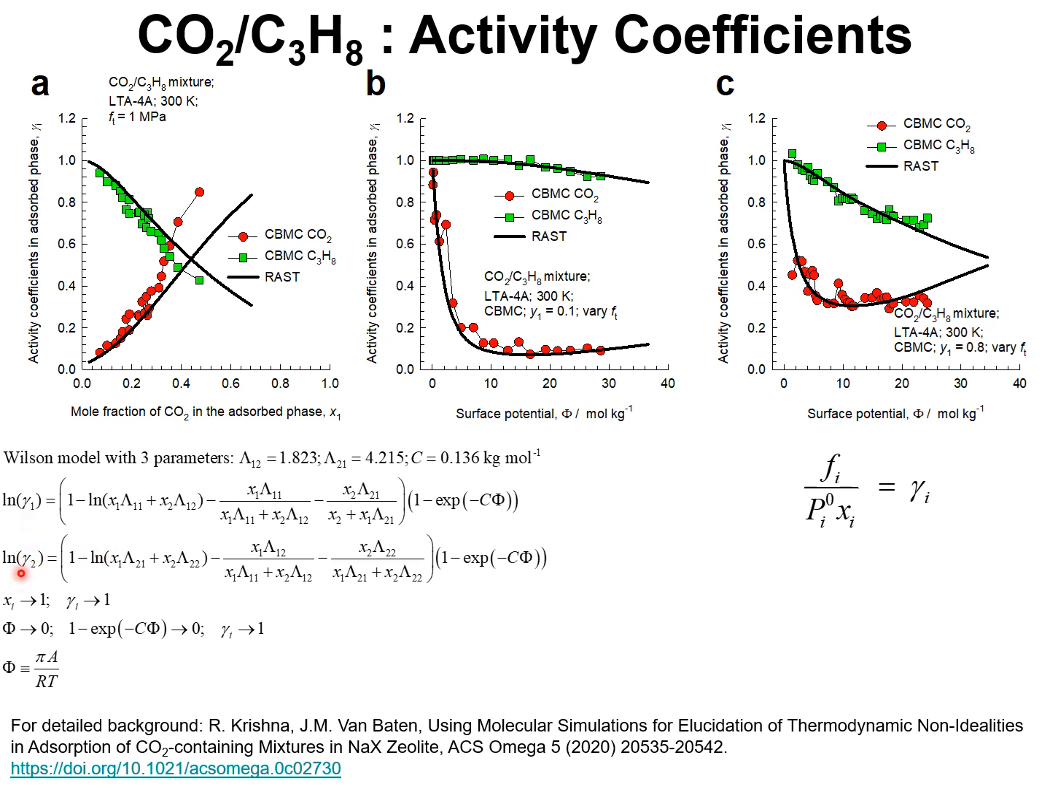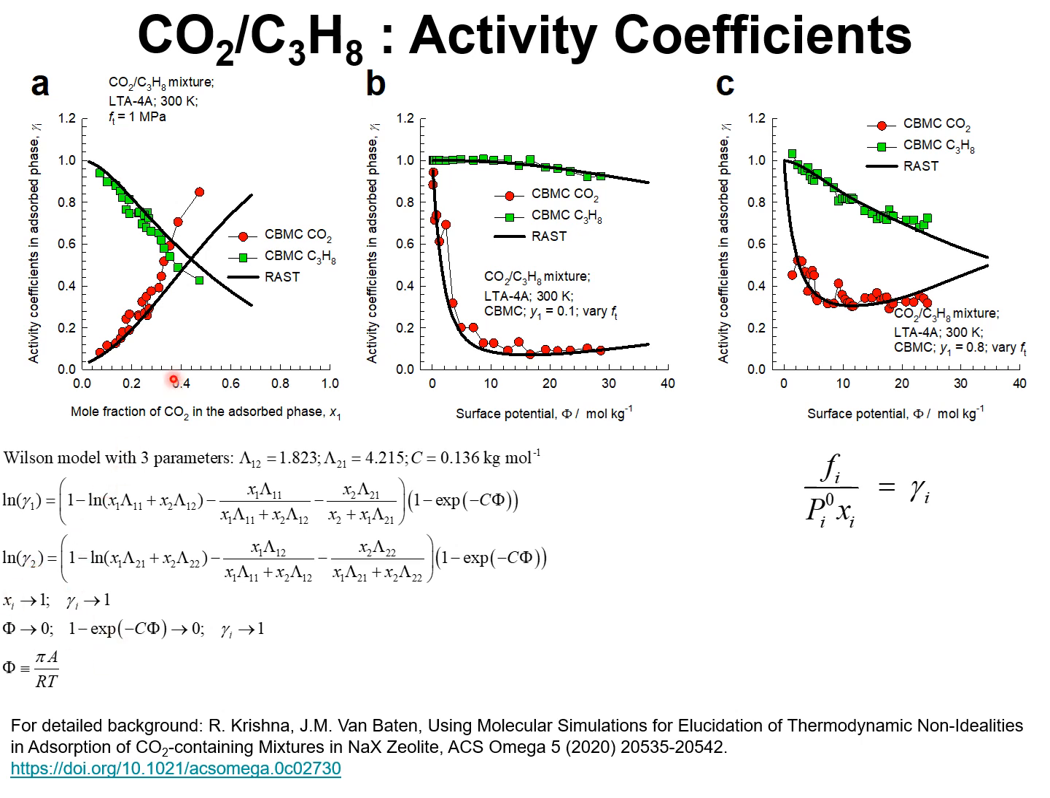Similarly, ln gamma 2 should be proportional to 1 minus exponential minus a constant c times the surface potential phi. So as phi tends to 0, ln gamma 2 tends to 0, and gamma 2 tends to unity.